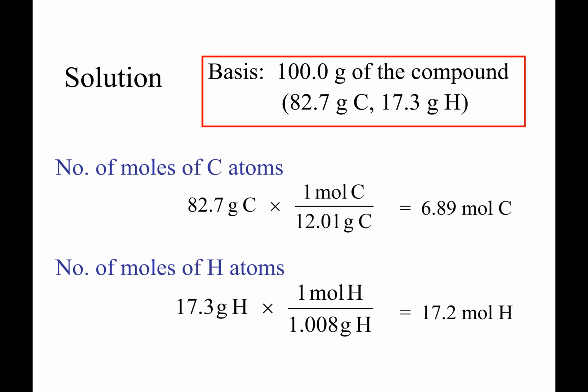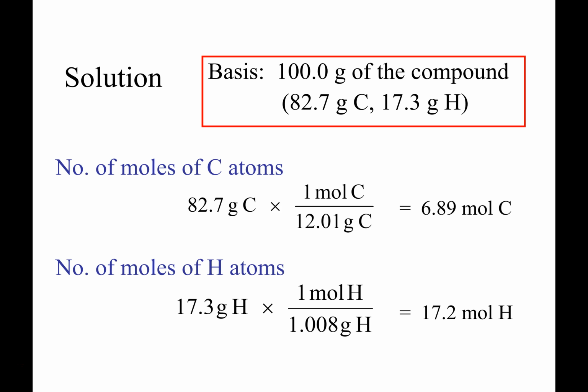82.7 grams of carbon, molar mass of carbon, 1 mole, 12.01 grams. That leaves us with 6.89 moles of carbon. From the weight percent of hydrogen, in this case, we have 17.3 grams of hydrogen. Molar mass of hydrogen is 1.008 grams per mole, 3 sig figs. That gives us 17.2 moles.